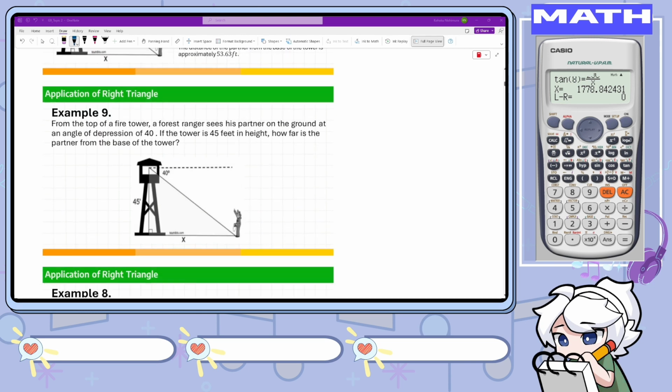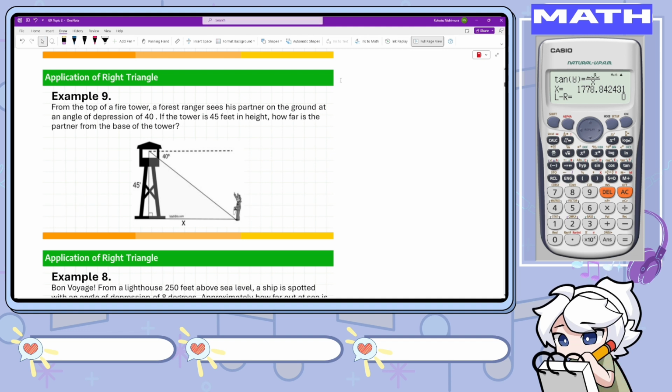Let's have this one. Now, from the top of the tower, a forest ranger sees his partner on the ground at an angle of depression of 40 degrees. So if you believe this is 40, you can also assume this is also 40, right? Based on what we have discussed earlier. Now, if the tower is 45 feet, how far is the partner from the base of the tower? You're being asked this distance here.